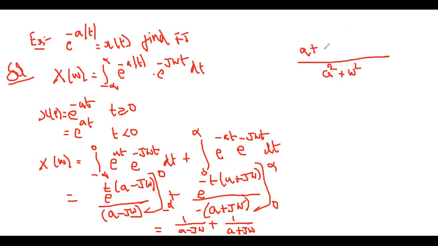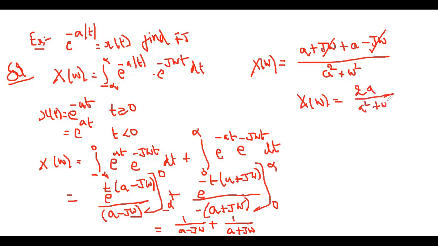So (a+jω) plus (a−jω): the jω terms get cancelled, and X(ω) is equal to 2a by (a² + ω²). The Fourier transformation of e^(−a|t|) is 2a by (a² + ω²).